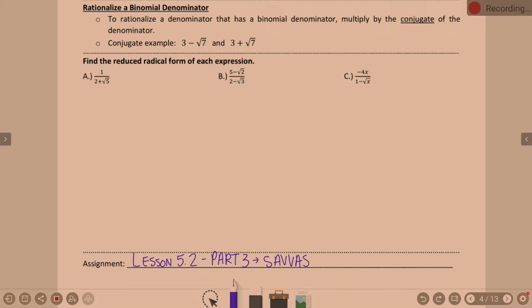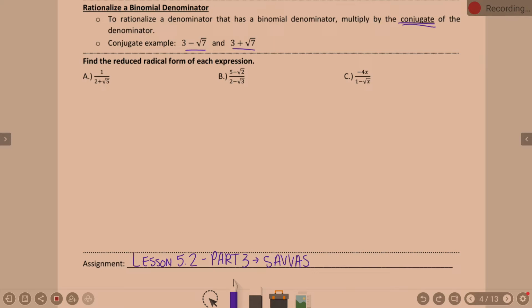When we have a sum or difference on the bottom, so something added or subtracted, it doesn't work quite that easily. And so here, to rationalize a denominator that has a binomial, so two terms, we're going to multiply by the conjugate of the denominator. I mentioned that word yesterday because we multiplied a couple of conjugates. A set of examples: 3 minus square root of 7 and 3 plus square root of 7.